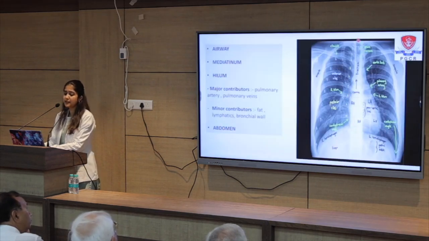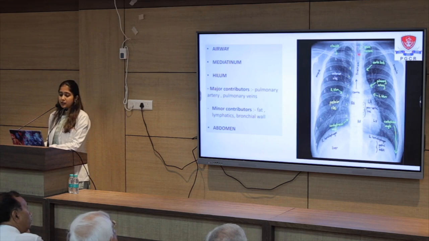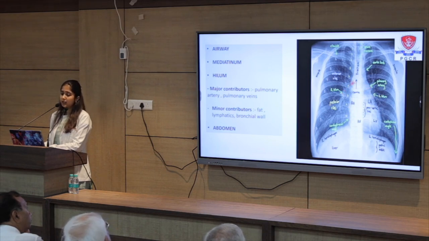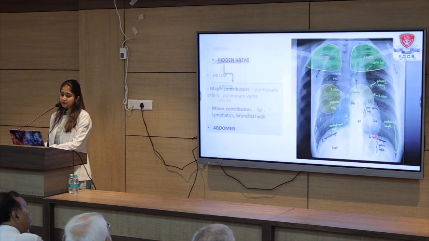Then we move to the midline structures. The radiolucent tubular structure in the midline is the trachea. Then we come down and look at the hilum and the mediastinum. We have to look at the shape, size, and orientation of the hilum. The major contributors to the hilum are the pulmonary arteries, veins, lymph nodes, and the bronchial wall. And then we have to look at the abdomen.